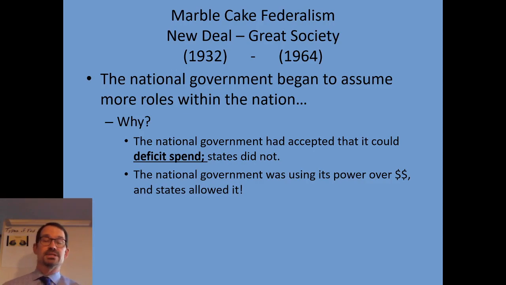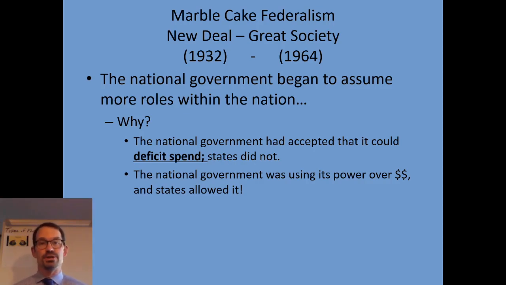So the national government began to assume more roles within the nation. Think about what's going on. Think about the fact that the national government is getting involved in health. They're getting involved in welfare, right? And the states are allowing it because the states don't have money. So why did the states allow this to happen?